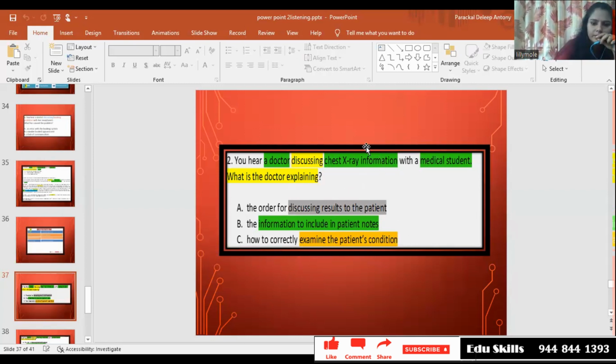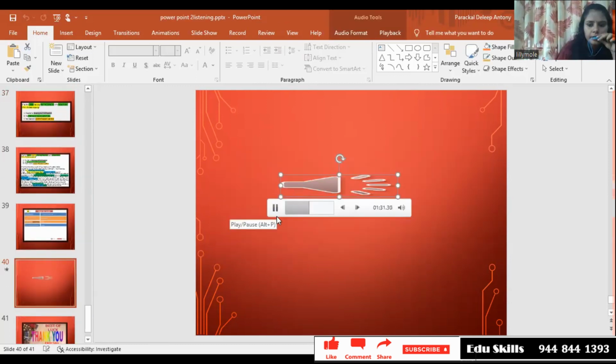So please think about this one. Through this chest X-ray information, he can tell how to correctly examine the patient's condition, or the information to include in the patient note, and the order for discussing results to the patient. These are the keywords. So we can hear the audio. We will go to the audio now, and please listen carefully.